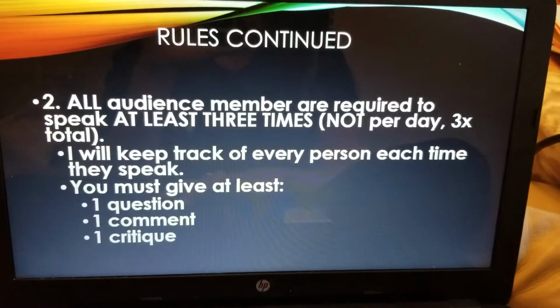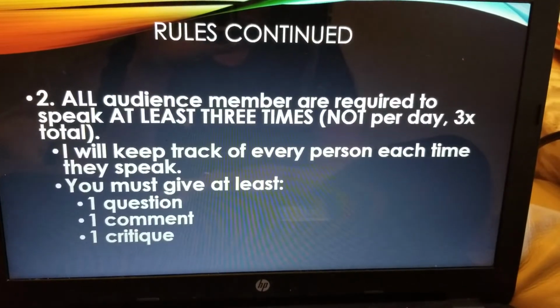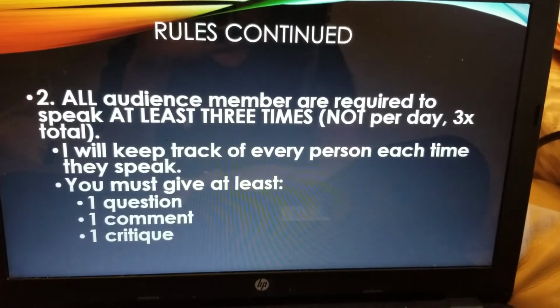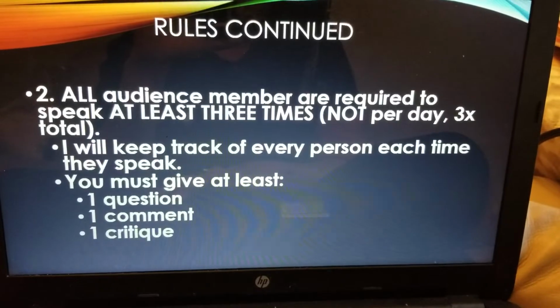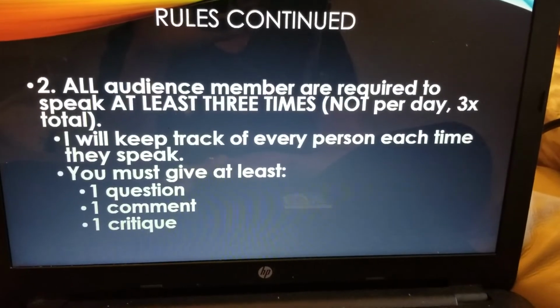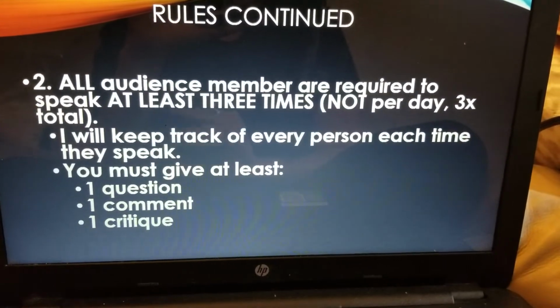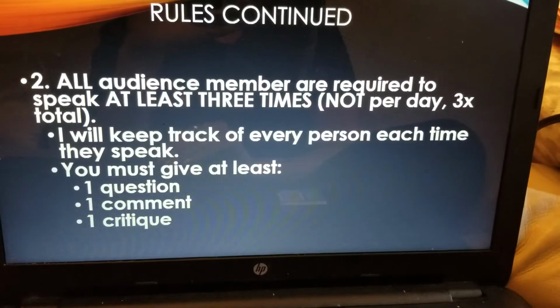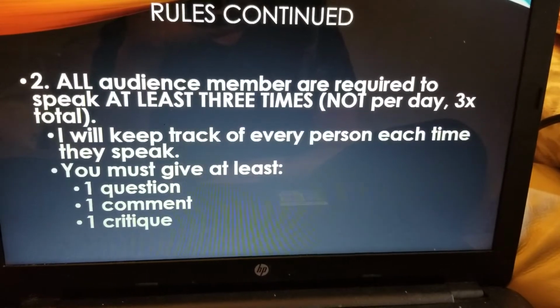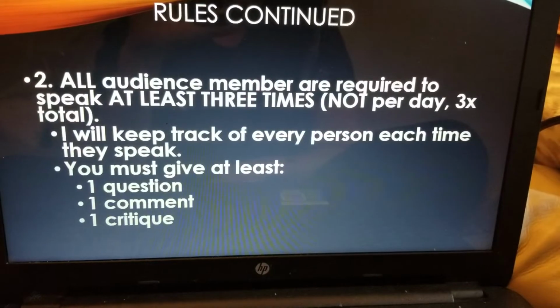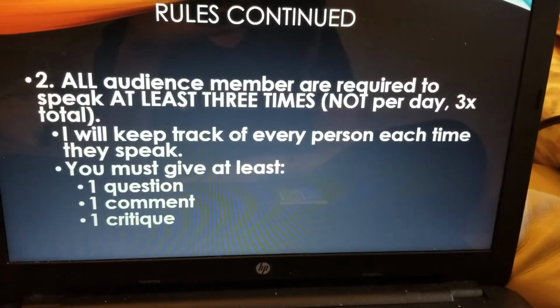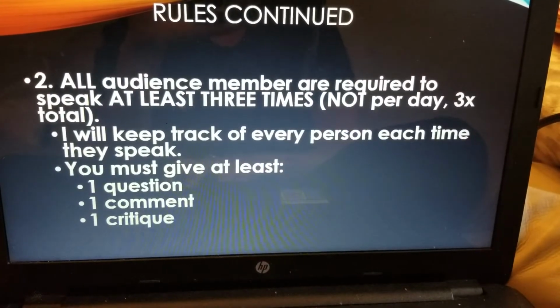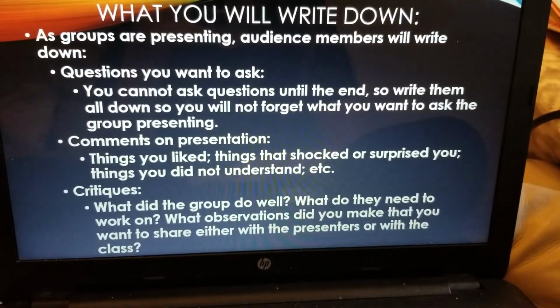Every time you speak, I will keep track of it. I'll have a little tally clipboard paper on my desk, and so I will know exactly how many times you've spoken and what kind of comments you have given. When you speak 3 times, you must have one of each of the following things. One of them must be a question, one must be a comment, and one must be a critique. Now here's what those things are.